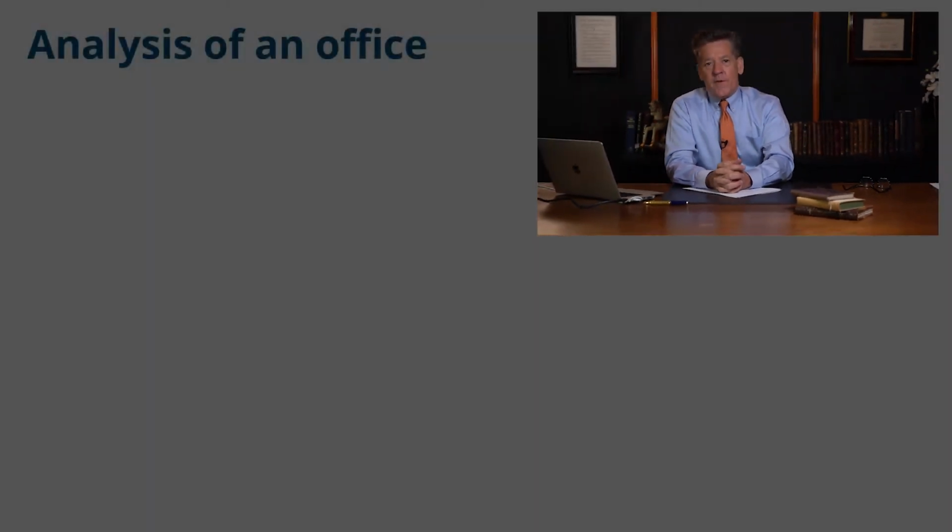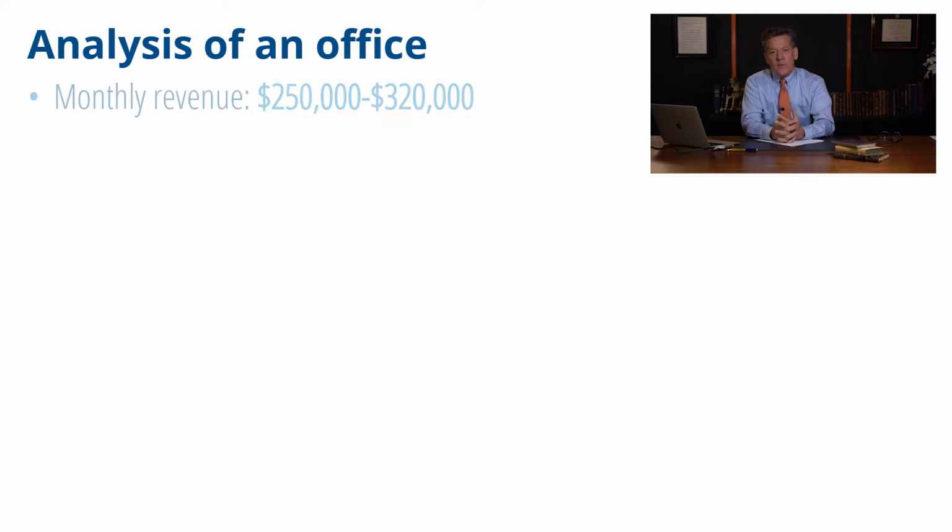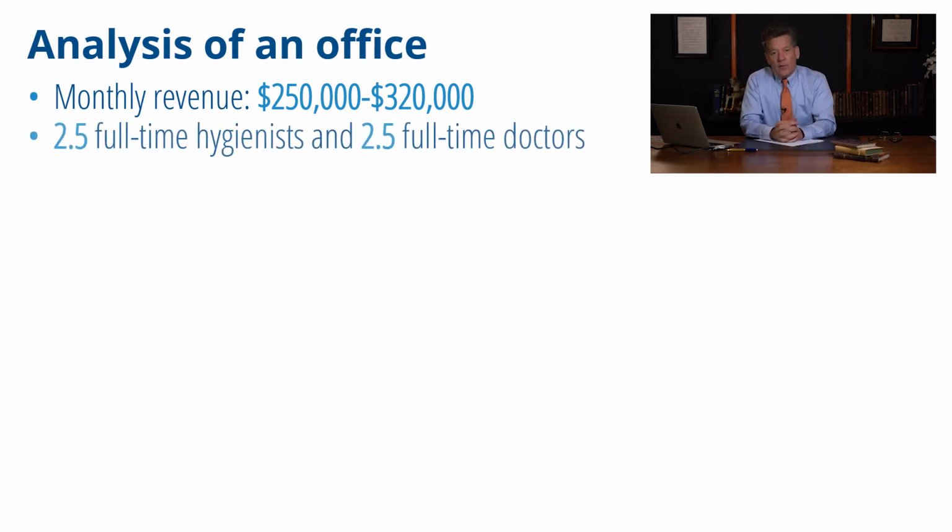So let's take these calls. I'm going to give you a real live example of an office that had an analysis of communications about a month ago. This office produces pretty close to $250,000 a month, $320,000 up and down, but right in that range of $250,000 to $325,000 a month. It has 2.5 full-time hygienists. It's got 2 full-time doctors and a half-time doctor, 10 operatories, but this is typical of many offices, whether they're small or large. The smaller ones can have even more of a problem. But nevertheless, let's cover what happened here.